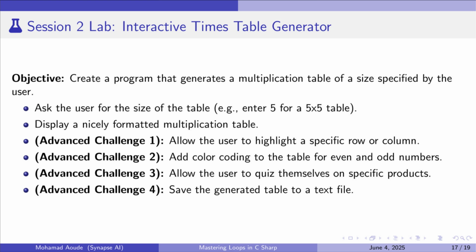Advanced challenge 1. Allow the user to highlight a specific row or column, for example, by enclosing it in brackets. Advanced challenge 2. Apply basic color coding. Use one color for even numbers and another for odd numbers. Advanced challenge 3. Offer a quiz mode where the program randomly asks the user what, e.g., 7x8 equals. Advanced challenge 4. Save the generated table to a text file for later review. Feel free to implement as many advanced challenges as you want to demonstrate mastery of loops and console control.